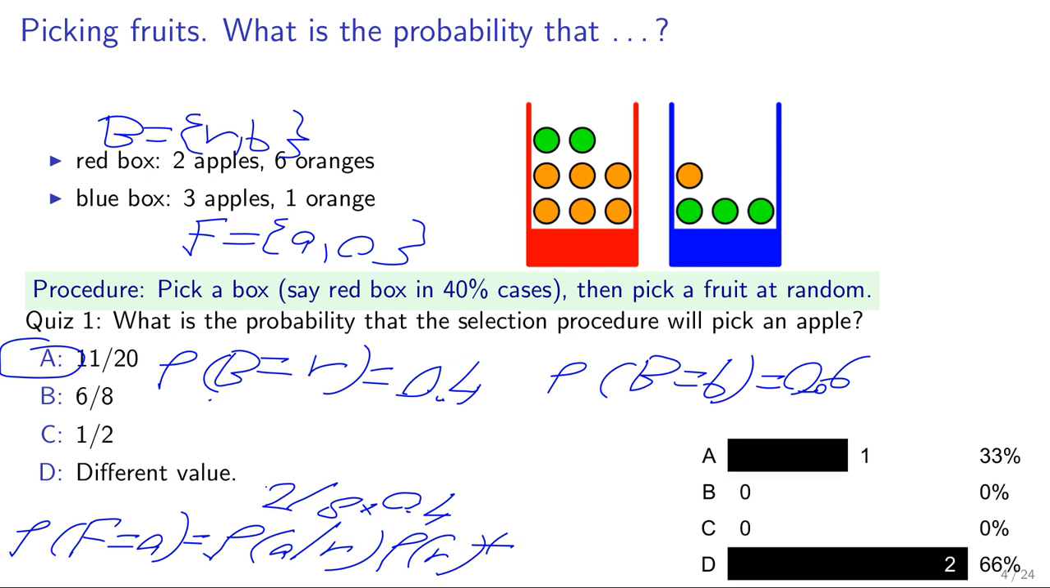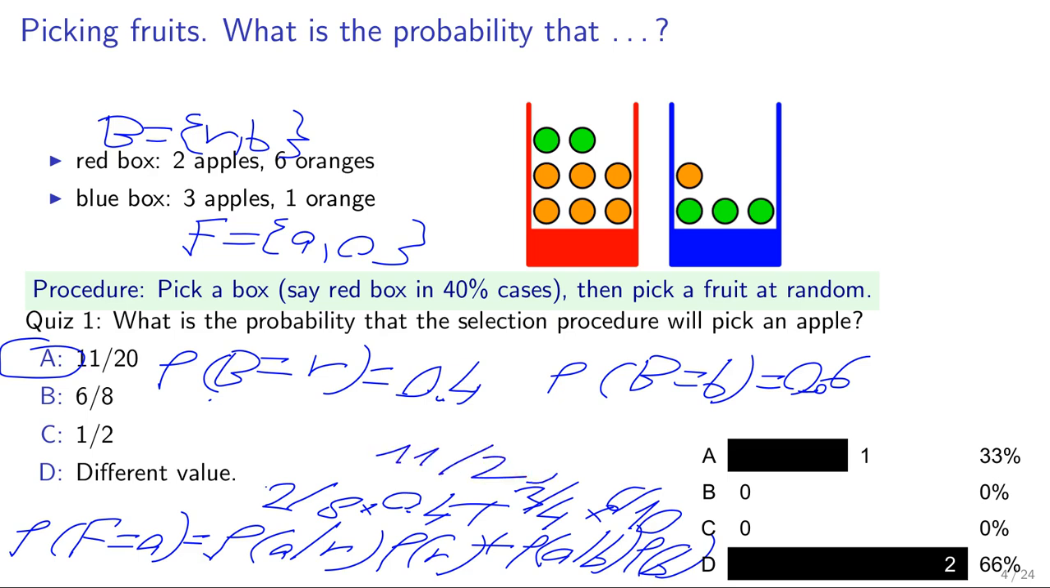So if I happen to pick the blue box, then I have probability of now let's see if I can remove the poll, but I don't know how. Okay, probability of an apple given the blue box times the probability of the blue box. So it's plus 3 out of 4, 3 apples in the blue box, times 6 out of 10, which is the probability of picking the blue box. And that gives you the 11 over 20.